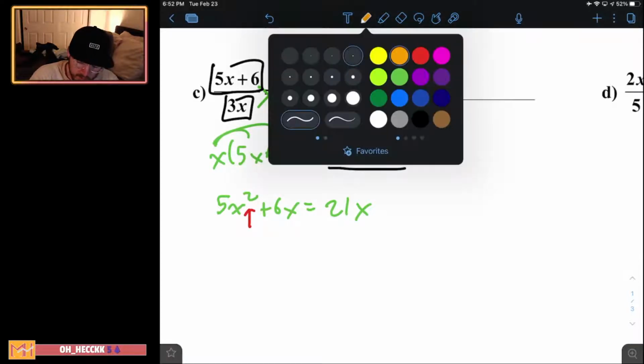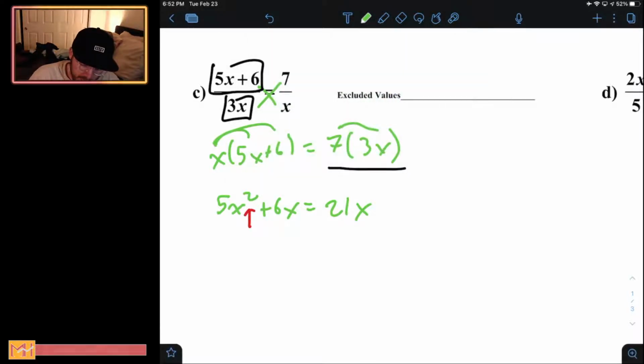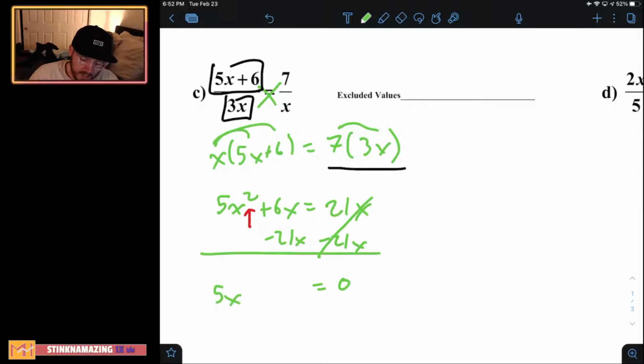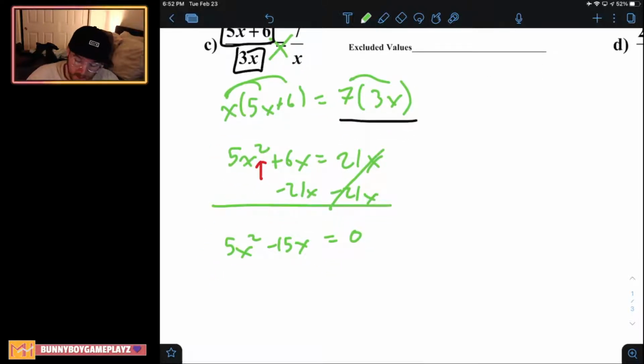So I'll continue in green. When we set it equal to 0, that means we need to subtract this 21x over to cancel that out and set it equal to 0. So 5x squared, 6 minus 21. What is that? Negative 15x, right? Yes, negative 15x. And then from here, we factor.